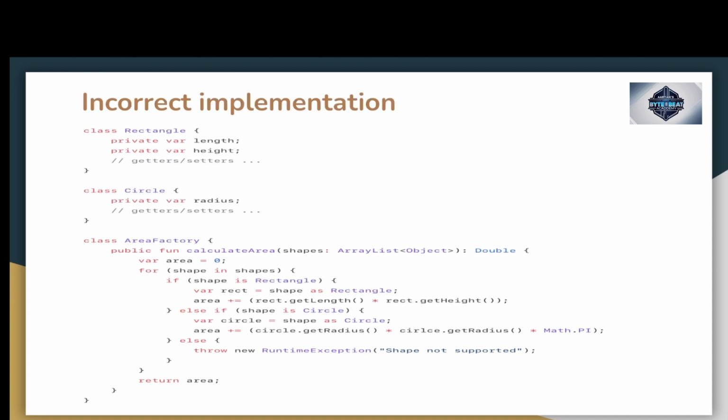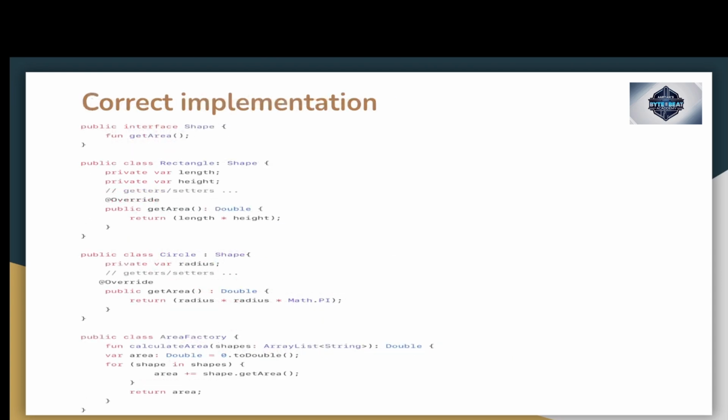We will fix this with the help of an interface. So what will be the correct implementation? We created one interface Shape, which has the getArea method. Then we created a Rectangle class that implements this Shape interface. Then we have a Circle class that is again implementing this Shape interface, and we have an AreaFactory class. Now in this AreaFactory class we have removed that if else part.